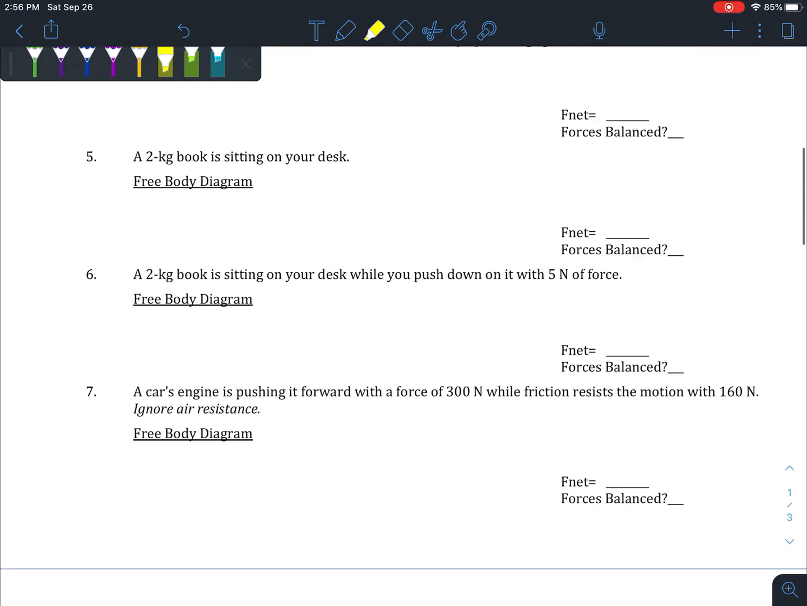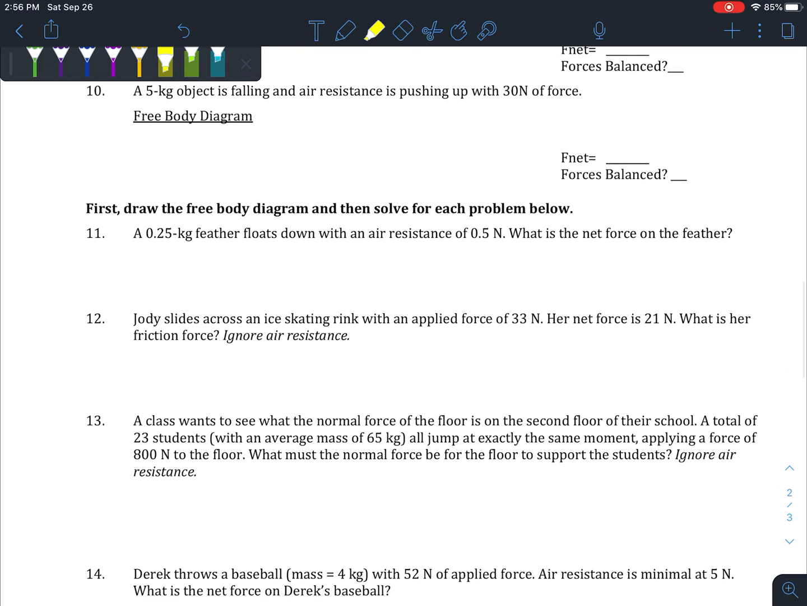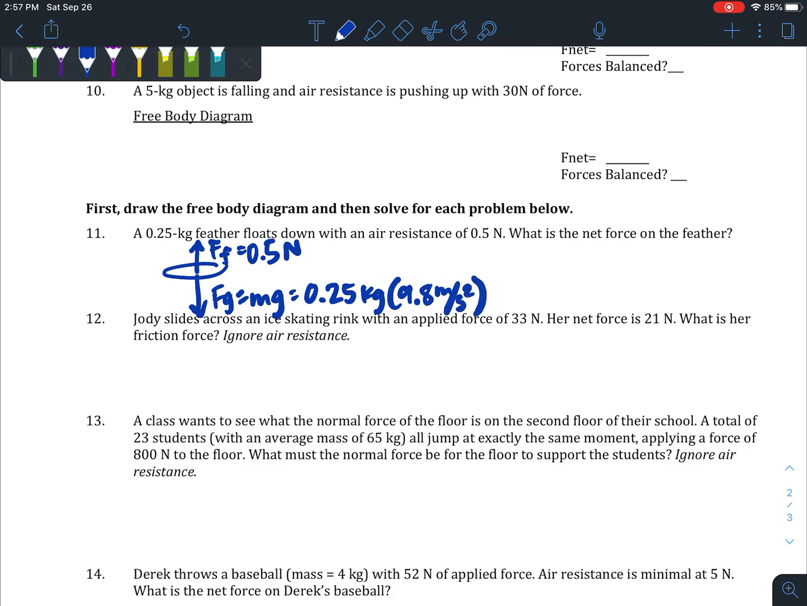If we skip ahead a little bit and look at number 11, it's a little bit less structured, but we're going to start in the same way. We have our feather floating down. It says that there's an air resistance of 0.5 newtons. Air resistance is a form of friction. We also know that there is a force of gravity on the feather, and we can find that by doing mass times 9.8. So we're going to do 0.25 kilograms times 9.8 meters per second squared.